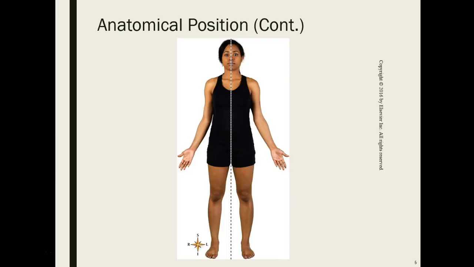So here's that picture of anatomical position. You can see the palms are facing forward, toes are facing forward, thumbs are outside, so lateral. Pinkies are going to be medial, or towards the midline of the body. Symmetry throughout.